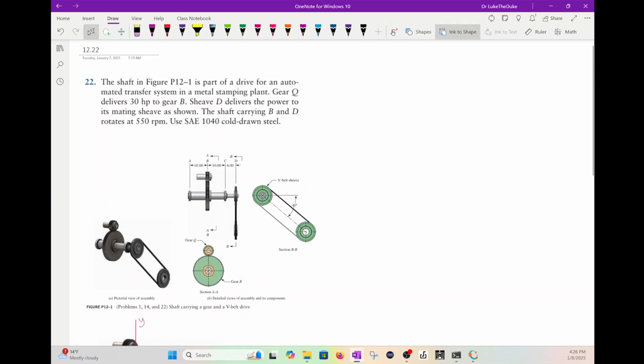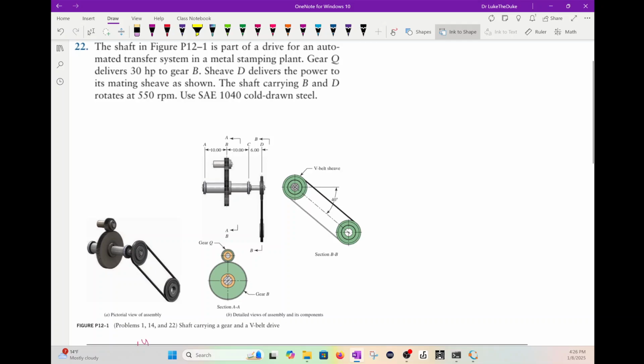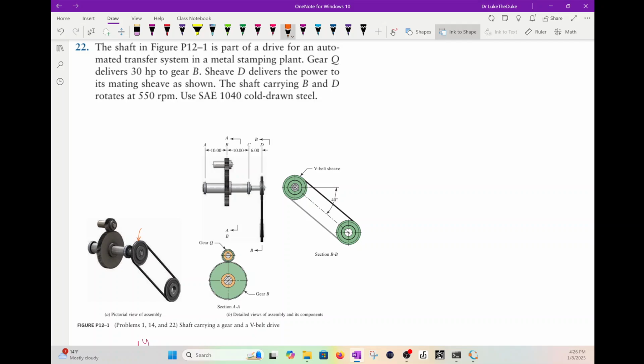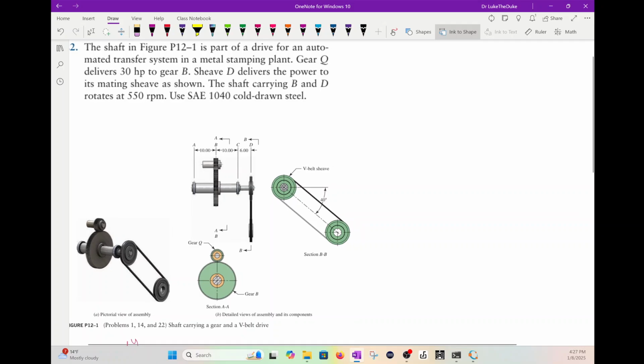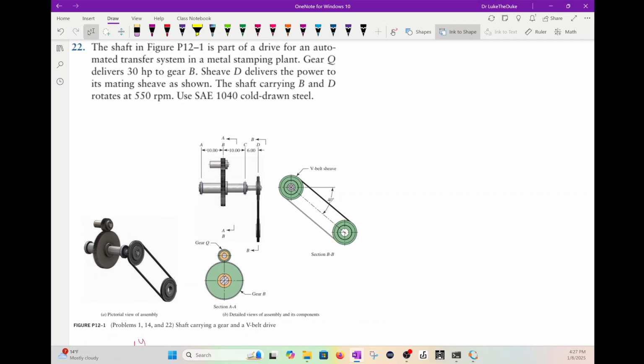Gear Q, which is this one right here, delivers 30 horsepower to gear B, which is right there. Sheave D, which is this right here, delivers the power to its mating sheave as shown. The shaft carrying B and D rotates at 550 RPMs. We're going to use SAE 1040, and we're going to figure out the minimum size for this at the critical point.